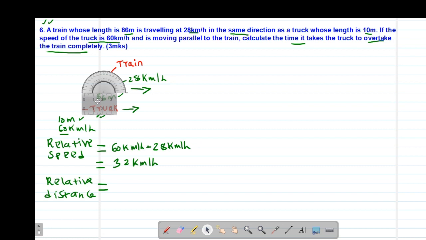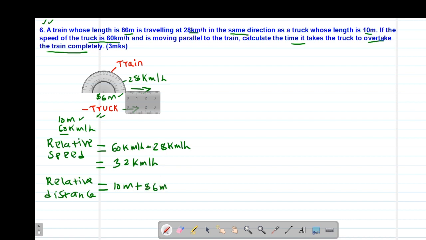Because remember, overtaking simply means that this particular truck has first of all to move from this particular point up to this point. So if it moves up to this point, the distance that it will have covered will actually be 10 meters. That is the distance which is equivalent to its length, the 10 meters. Then when it moves in such a way that it now completely overtakes this particular train, the distance that it will have covered will be the 86 meters. That is a distance equal to the length of the train. Therefore, the total relative distance will be 10 meters plus 86 meters.